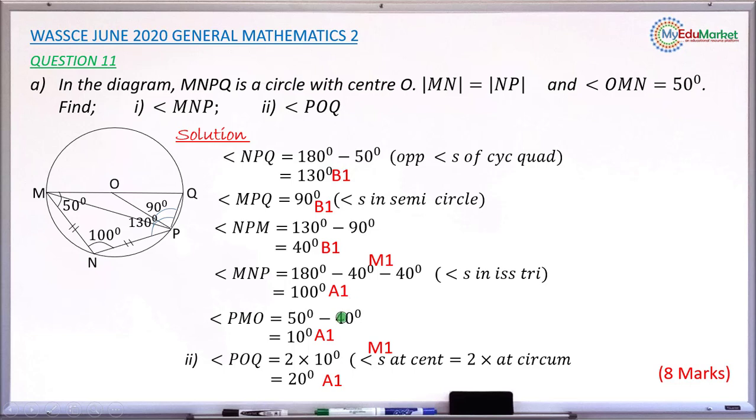Next is an accuracy 1 mark for getting angle PMO as 10 degrees. And the next mark is a method mark for attempting to get the angle POQ using the theorem: angle at the center is twice angle at the remaining circumference. And when you have the angle POQ exactly equal to 20 degrees, you have this accuracy 1 mark. So if everything is done correctly in this question, you have 8 good marks.